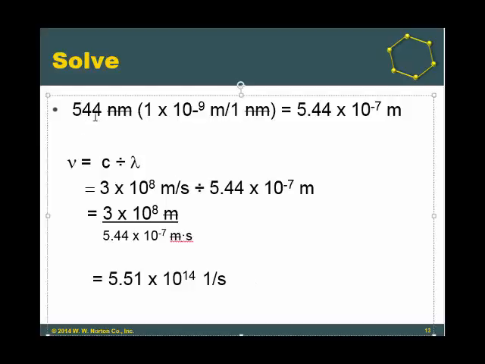So for electromagnetic radiation with a wavelength of 5.44 times 10 to the minus 7 meters, there are 5.51 times 10 to the 14th waves that pass by a given point per second.